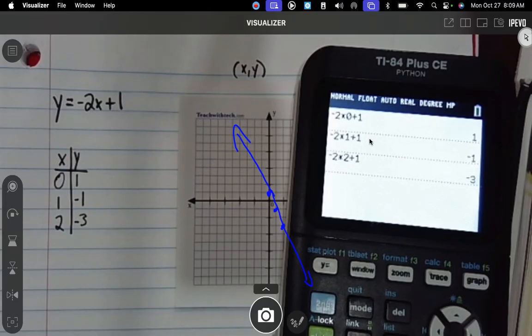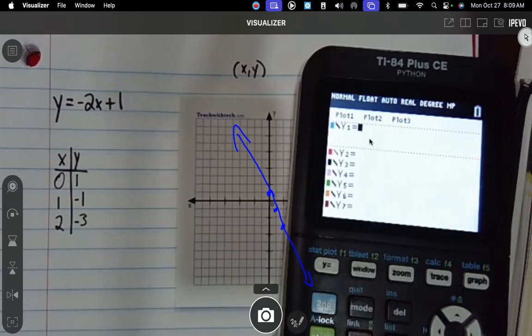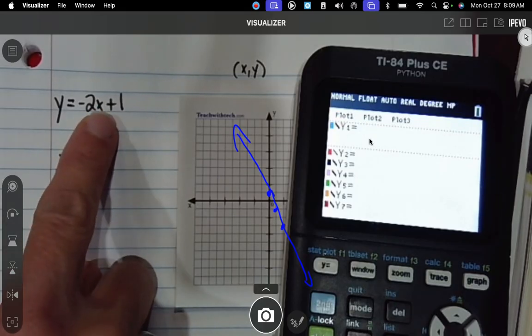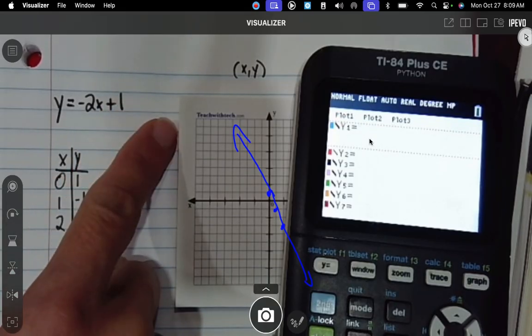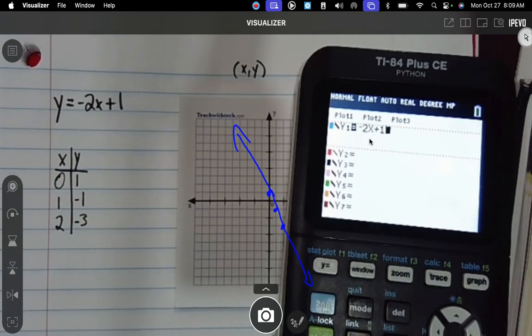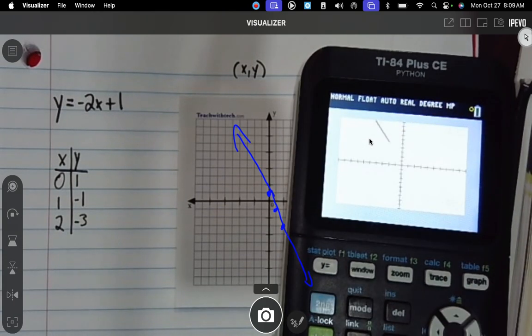Y equals, right? So if I press it, it says y equals, and what would I type? Negative 2x plus 1. Negative 2x plus 1. Now watch me graph it. Boom. I get the same thing.